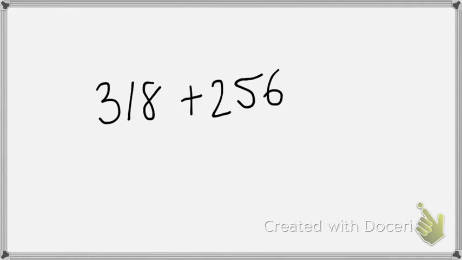Let's say I had 318 something or others, and I wanted to add on an additional 256. Now, straight away, I can see that 8 and the 6 is going to cross 10. If it didn't cross 10, it would probably be faster to use place value partitioning.